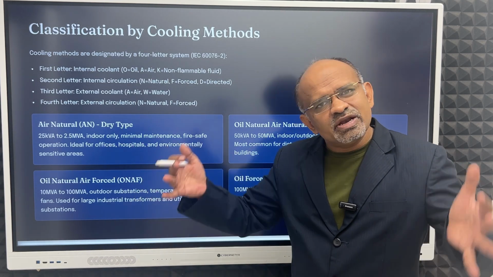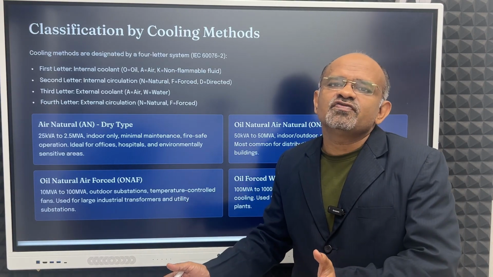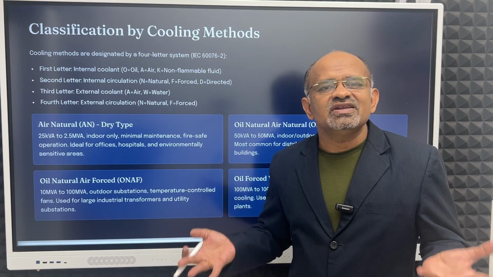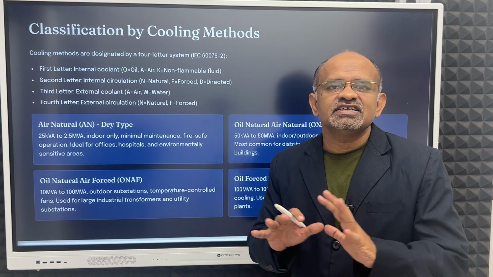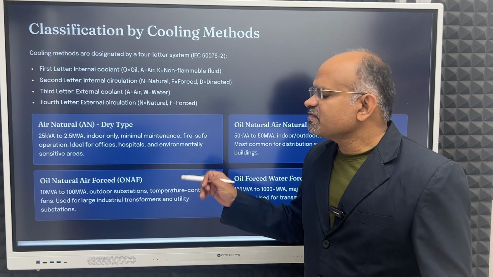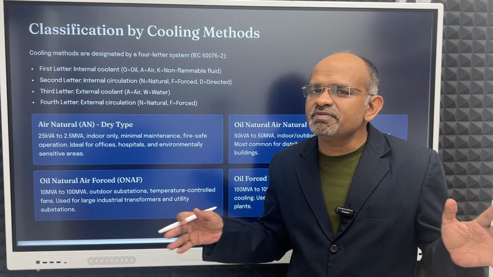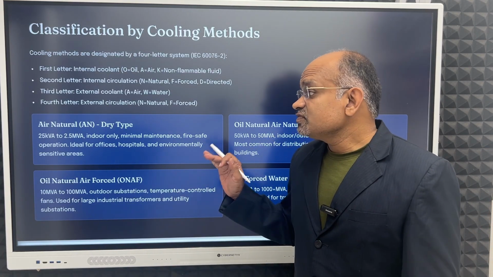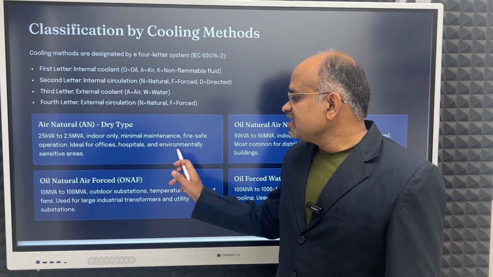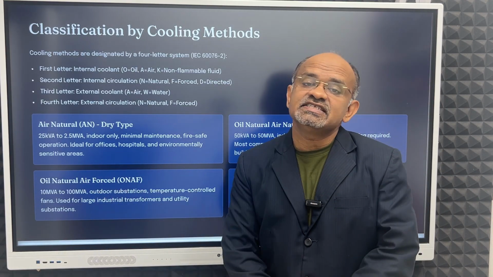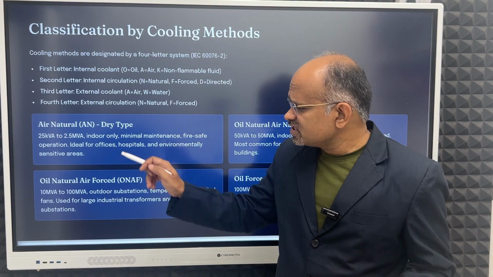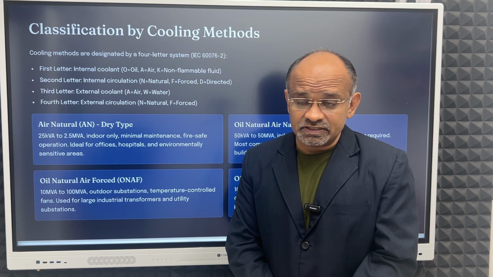Indoor only, you can put it inside in the basement of the building. Then minimal maintenance, because there is no oil, no liquid, nothing is circulating, it's just the transformer sitting. It is fire safe, there is no oil, nothing flammable. So it is very fire safe operation. Ideal for offices, hospitals and environmentally sensitive areas. Most corporate offices use the dry type transformer.